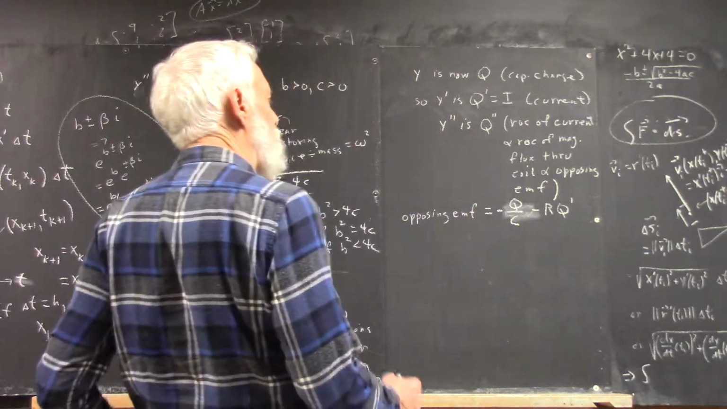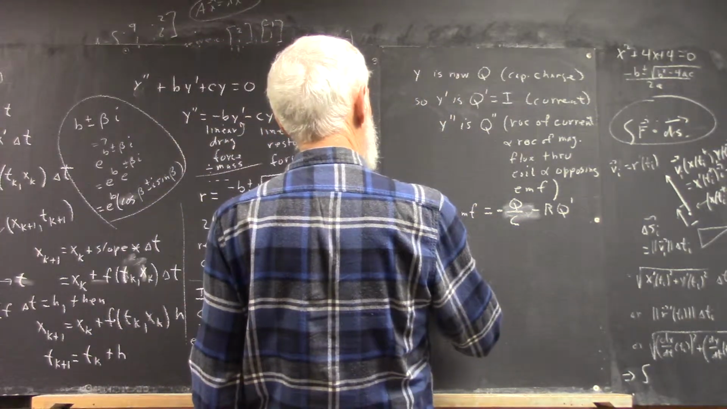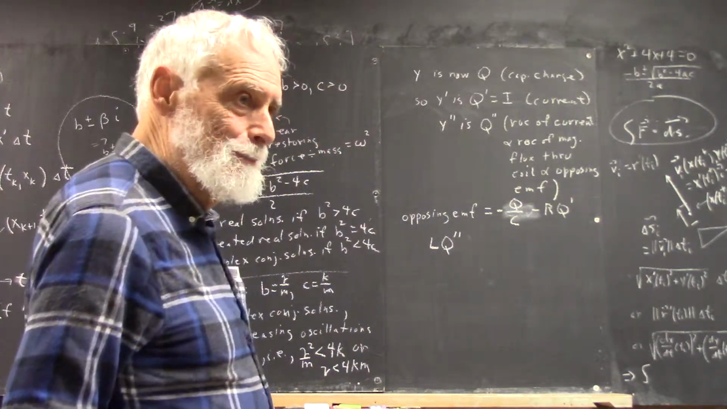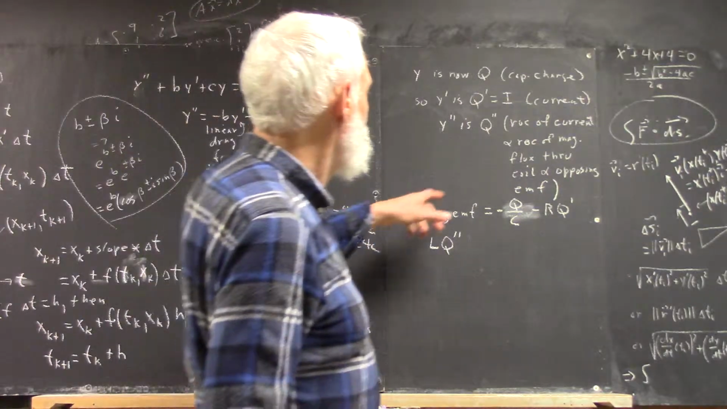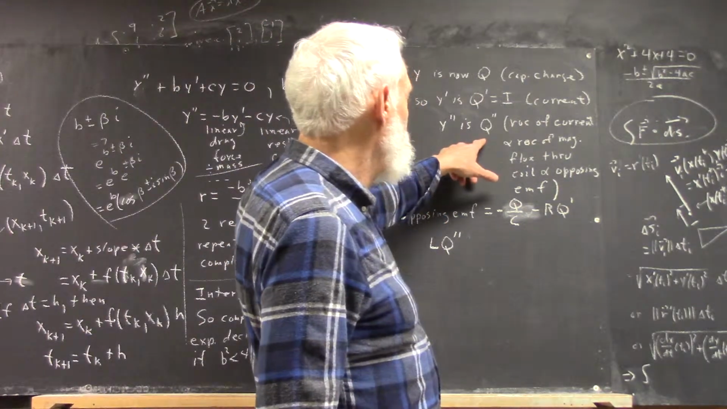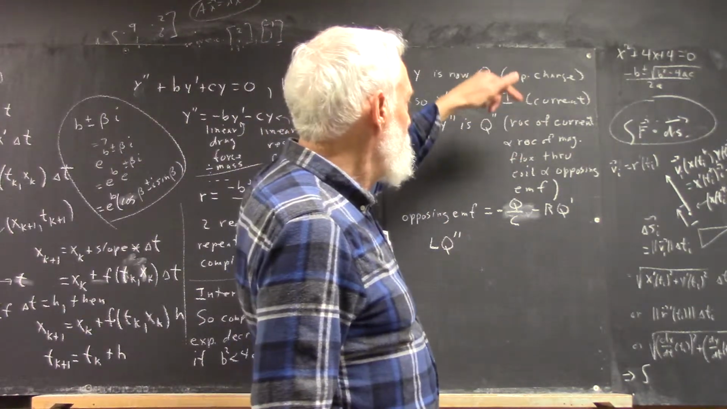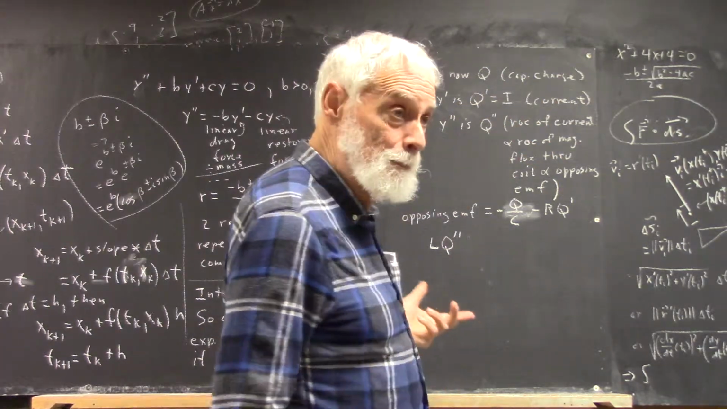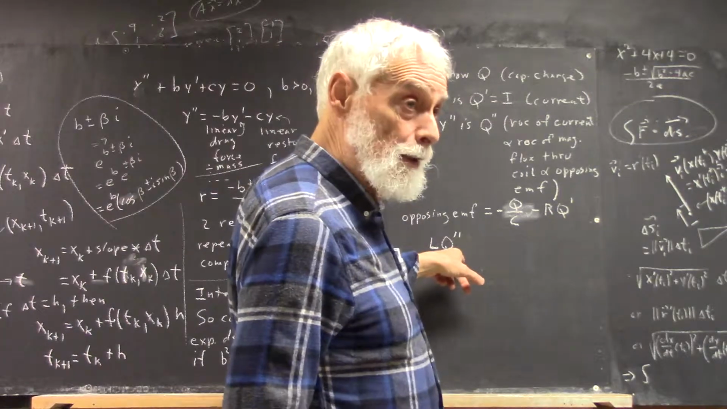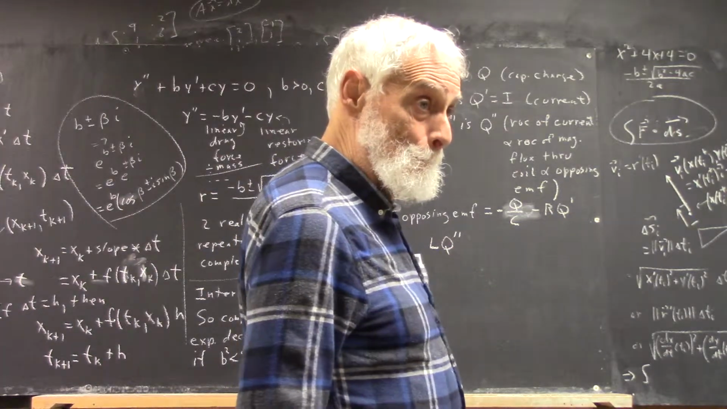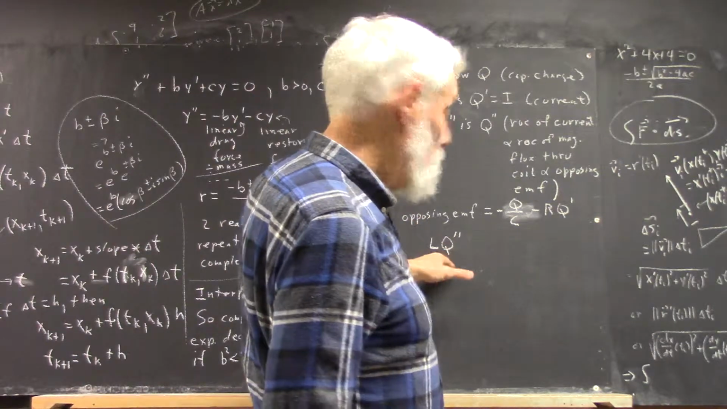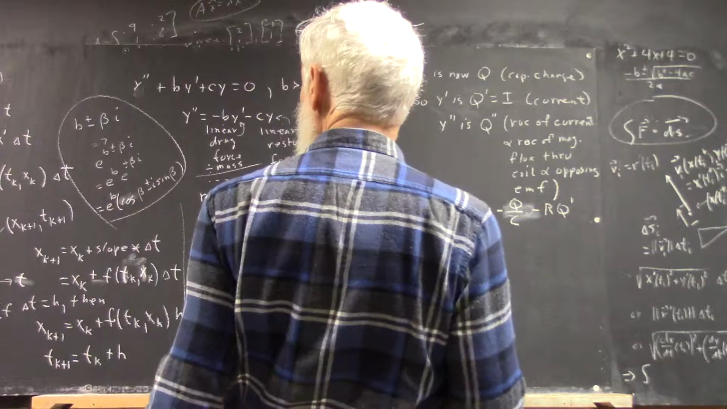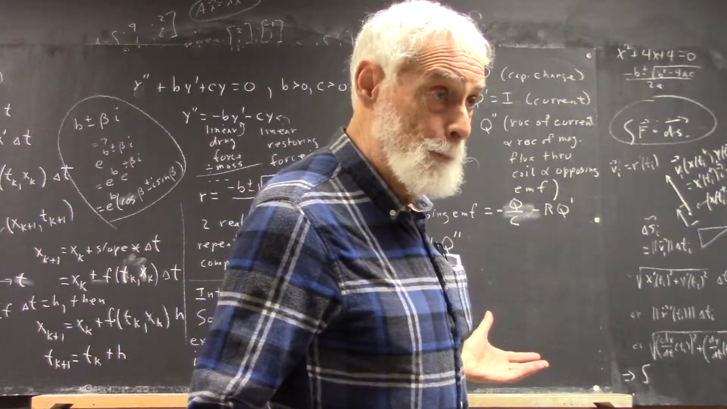Your opposing EMF is L times Q double prime, where L is inductance. But all we said is Y double prime is Q double prime. It's the rate of change of current, proportional to the rate of change of magnetic flux, which is proportional to the opposing EMF. Well, that's just your proportionality constant. So you multiply that by the second derivative of your charge, which is a derivative of your current, and you get the opposing EMF.